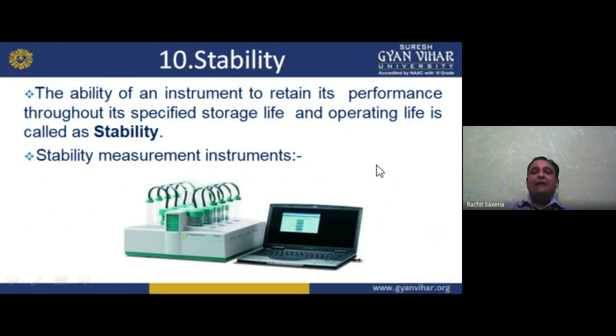So the ability of an instrument to retain its performance throughout the specified storage life and operating life is called stability, and the word stability comes from stable. The stability measurement instrument is shown here below. I hope you understand.